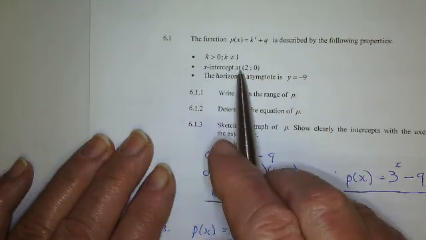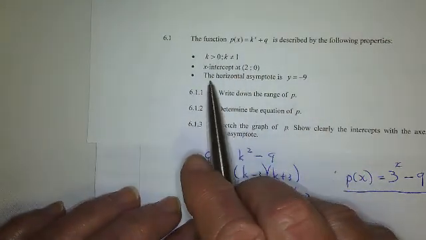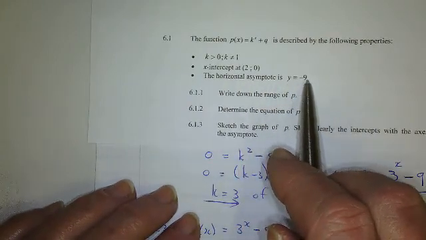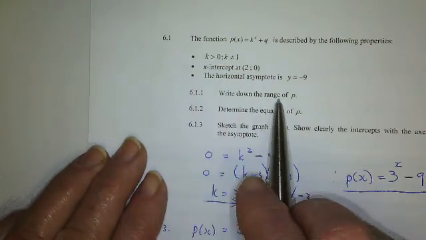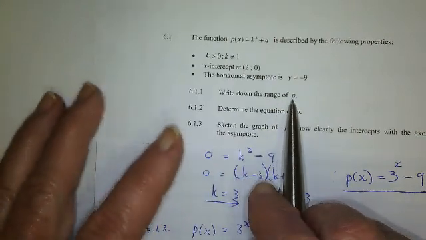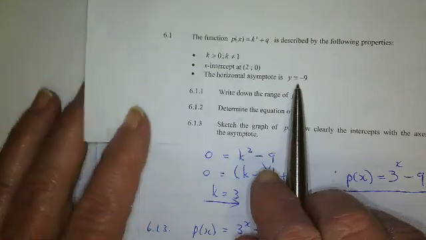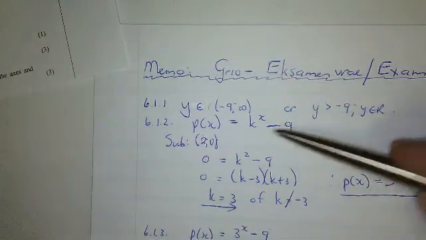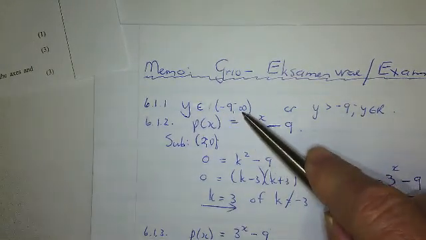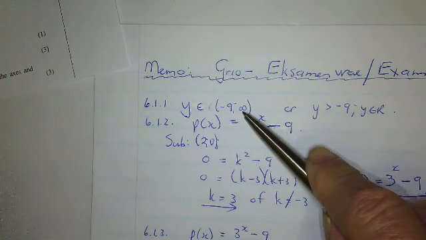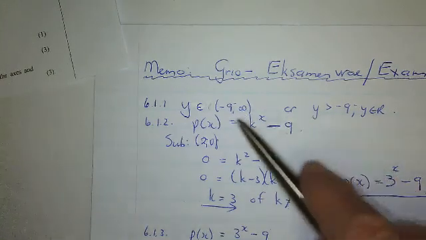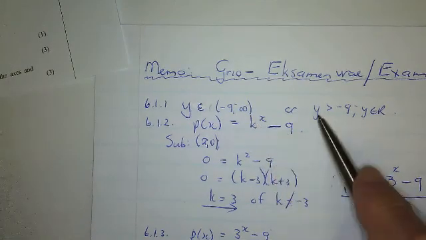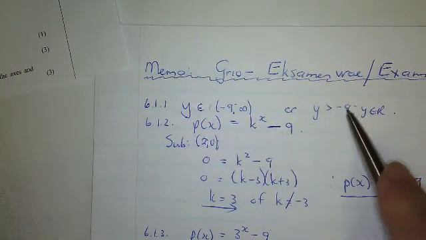The x-intercept will be at (2, 0). The horizontal asymptote is then y equals negative 9. Now they say write down the range of the function p. Because of my asymptote and the positive values, the graph will be above the asymptote. So we can say y is an element of (-9, ∞), or you can say y is greater than negative 9.